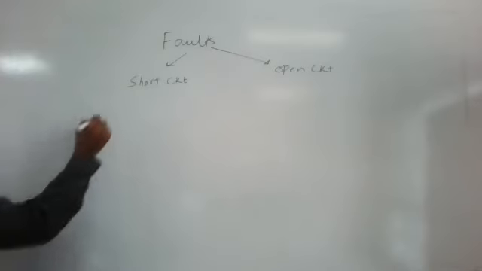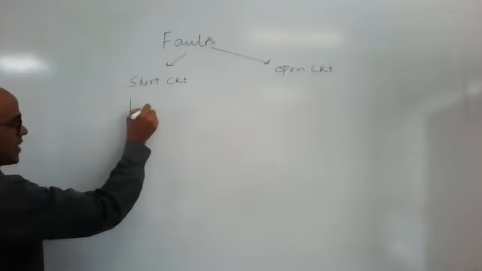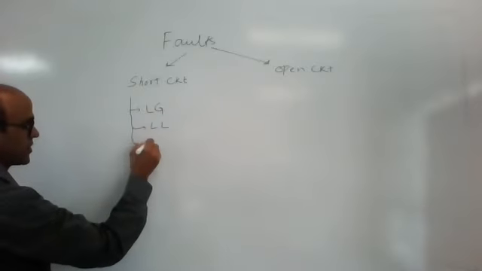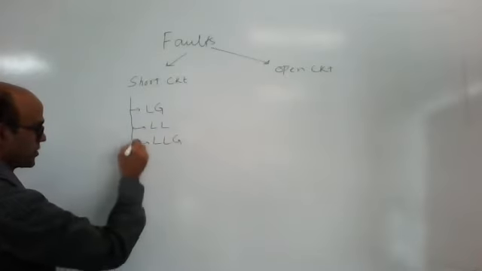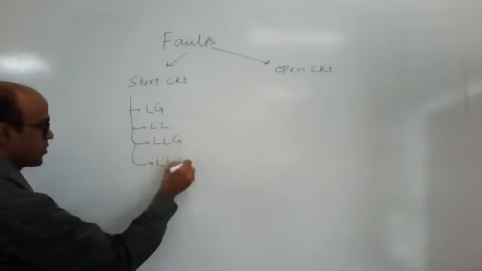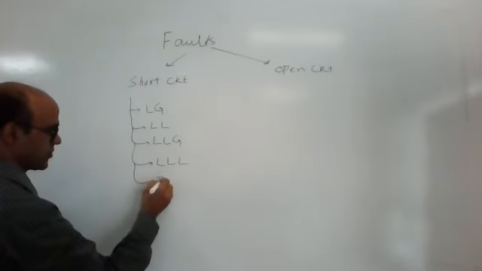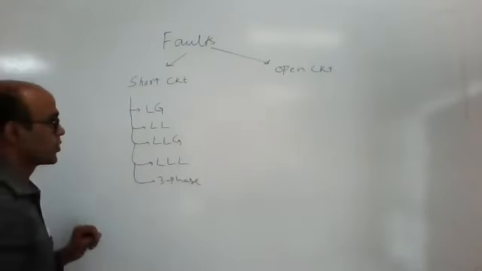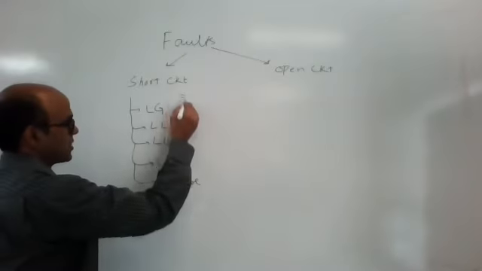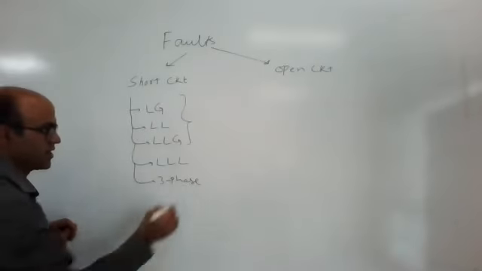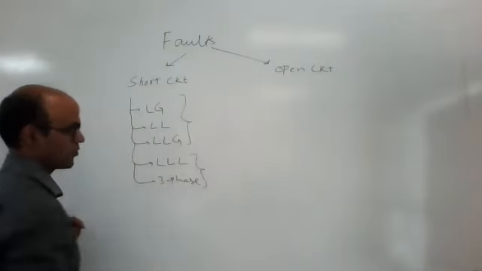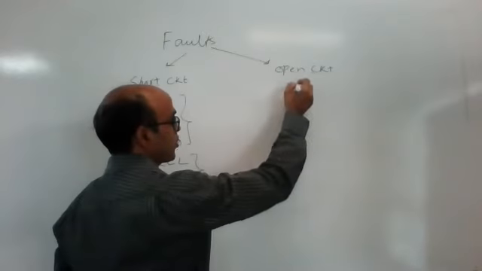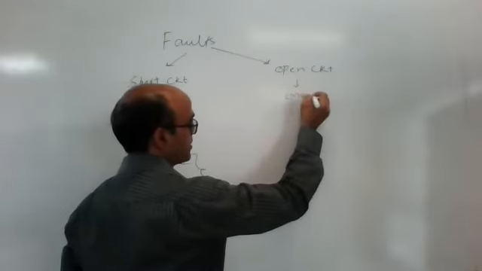Short circuit faults include line to ground fault, line to line fault, and line to line to ground fault. These are called unsymmetrical faults. There may also be a triple line fault or three phase fault, and these two are called symmetrical faults. Another type is open circuit fault, with one conductor open circuit.